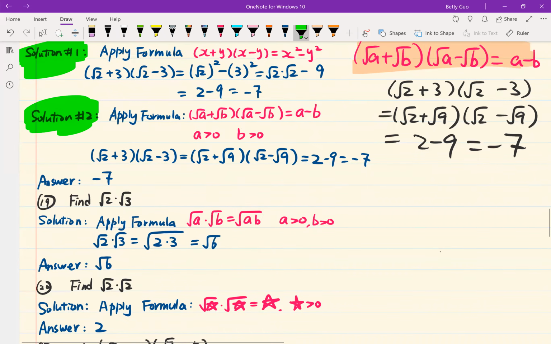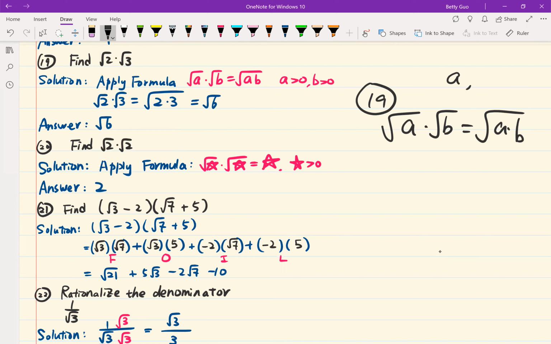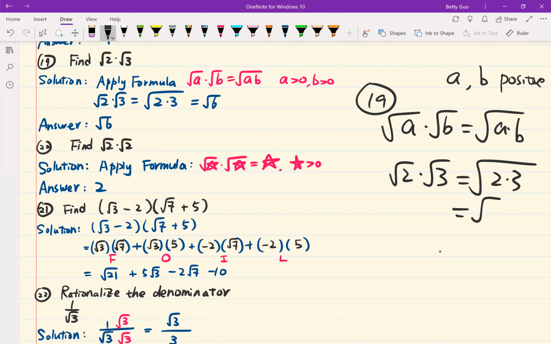Number 19. Find the square root of 2 times square root of 3. Very straightforward. The formula you need to use for number 19 is the square root of a times square root of b equals square root of a times b, where both a and b are positive. Then square root of 2 times square root of 3 is the square root of 2 times 3, which is the square root of 6, right? Very simple.